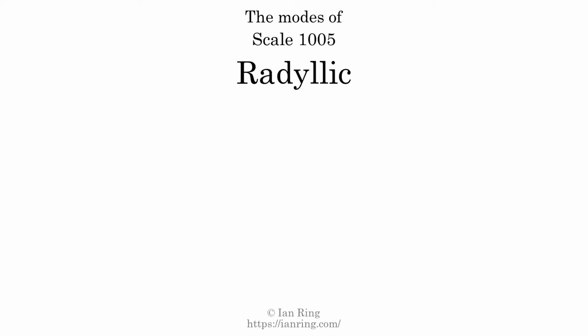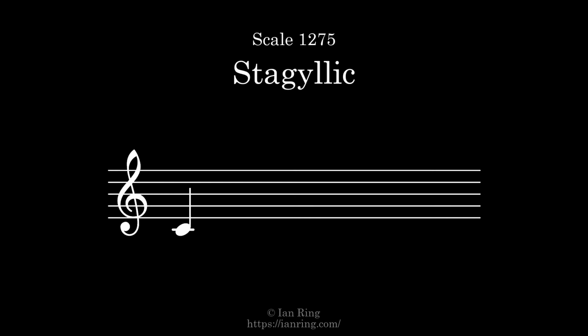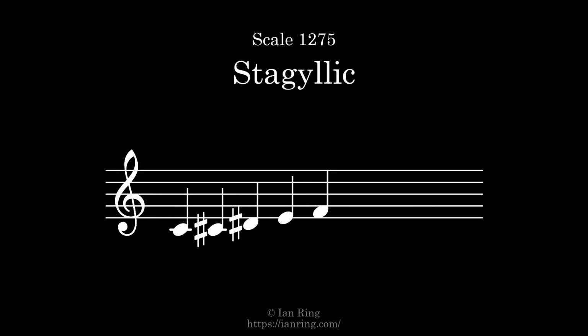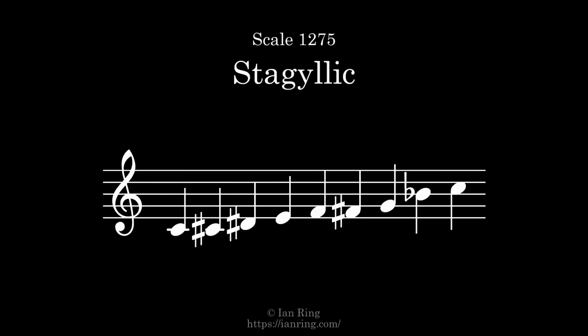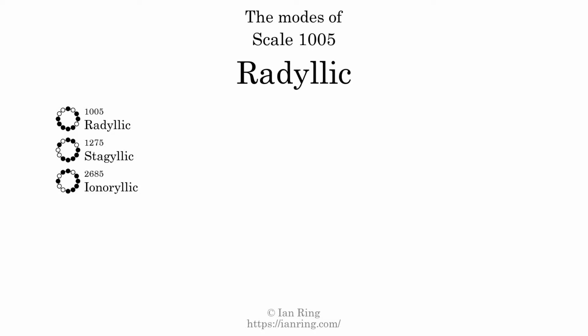This scale has 8 modes. The first mode is itself. The second mode is scale 1275, also known as Radyllic. It sounds like this. The third mode is scale 2685, also known as Radyllic. It sounds like this.